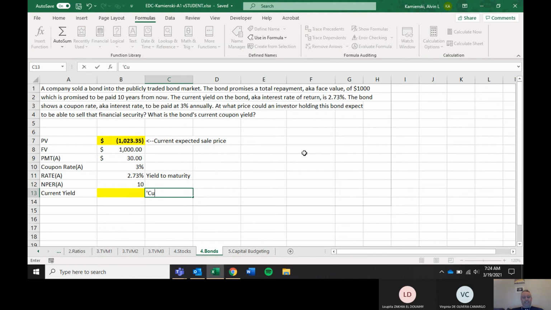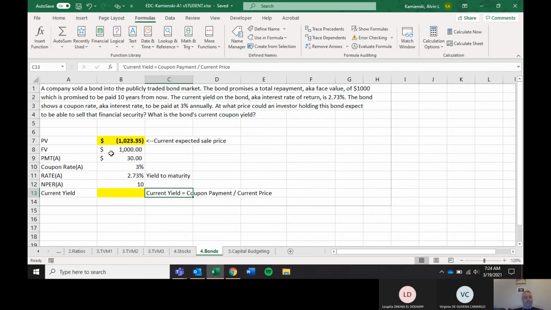The current yield is equal to the coupon payment. They were right there. Coupon payment divided by the current price, not by the face value. So let's watch here. If I take this coupon payment of $30 and then divide it by the price, watch what's going to happen. It comes out as a negative again. Why? Because Excel does this weird quirky thing where it says you must give out now, present value, to get these things in the future.